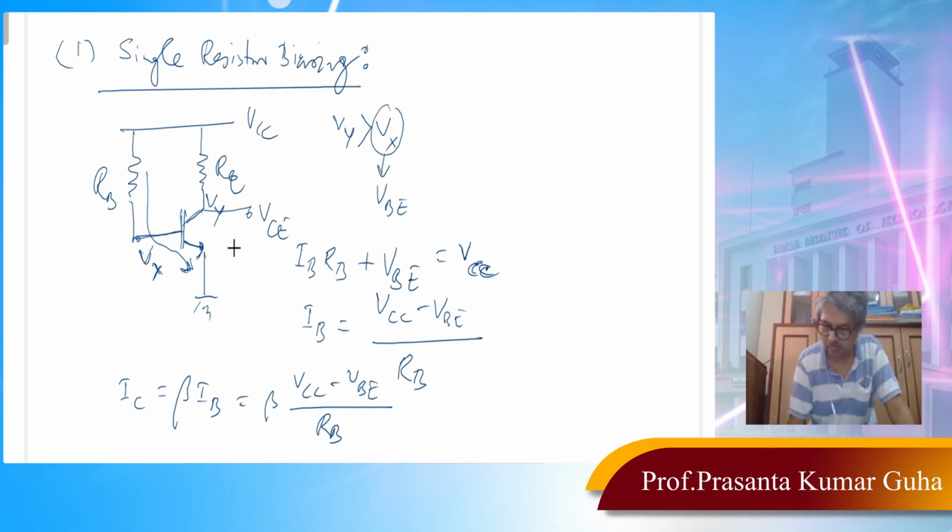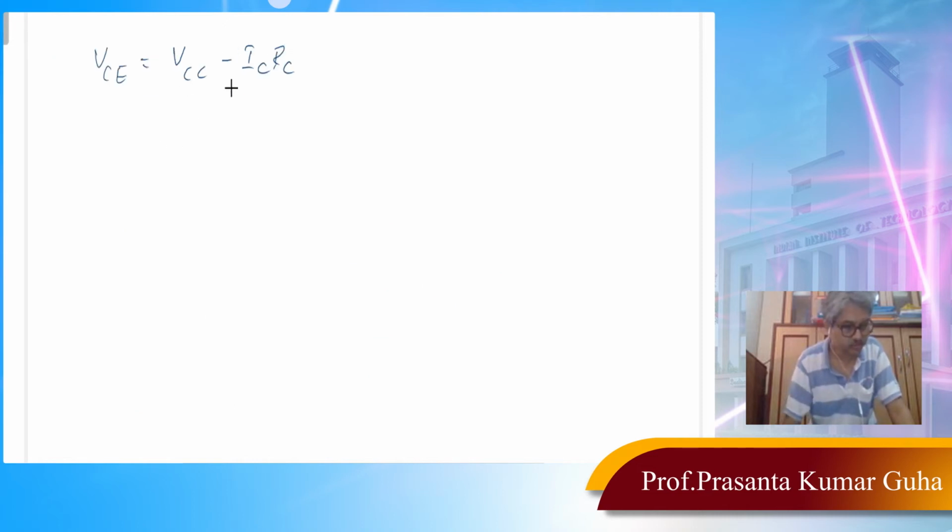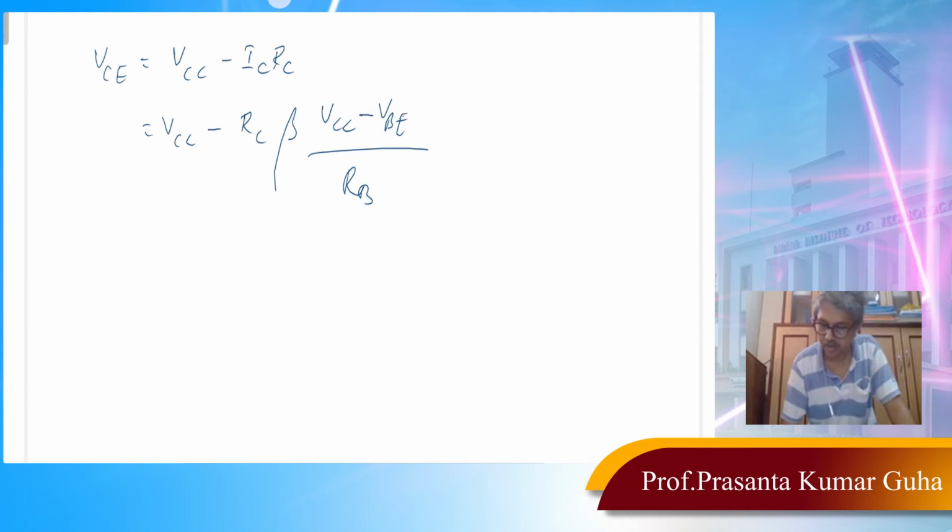So this VC or VY we can find out by VCC minus IC RC, because IC is the current flowing through this. So VCC minus the voltage drop across RC will give me VY, or VCE. So this is your VCE. That is VCC minus RC times beta times VCC minus VBE by RB, right. I'm just putting in the expression of IC.